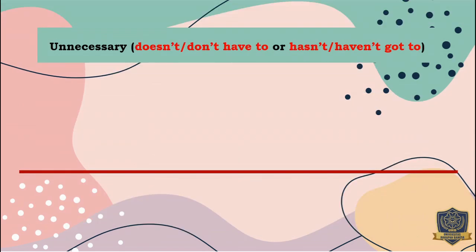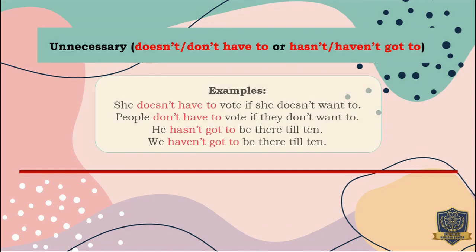Next, unnecessary. You need to use doesn't or don't have to, or hasn't or haven't got to. Yang selanjutnya adalah untuk menunjukkan bahwa sesuatu itu tidak perlu dilakukan. Kalian pakai kata yang saya beri warna merah. Okay, now see the examples.